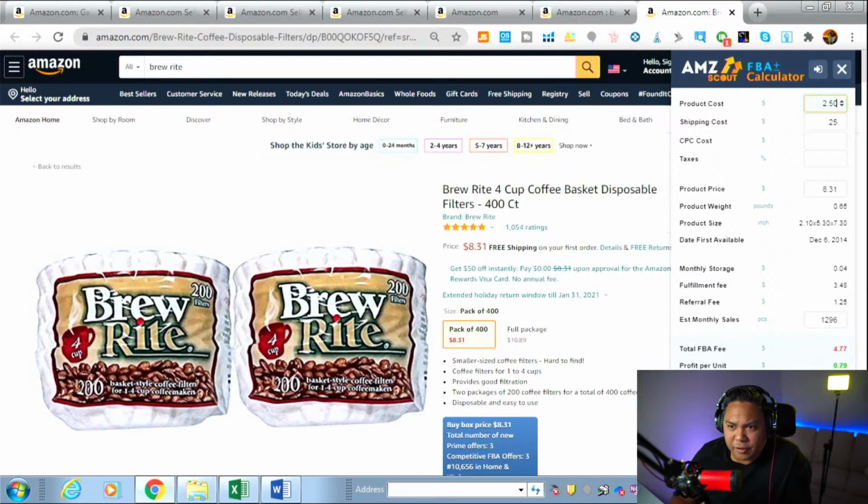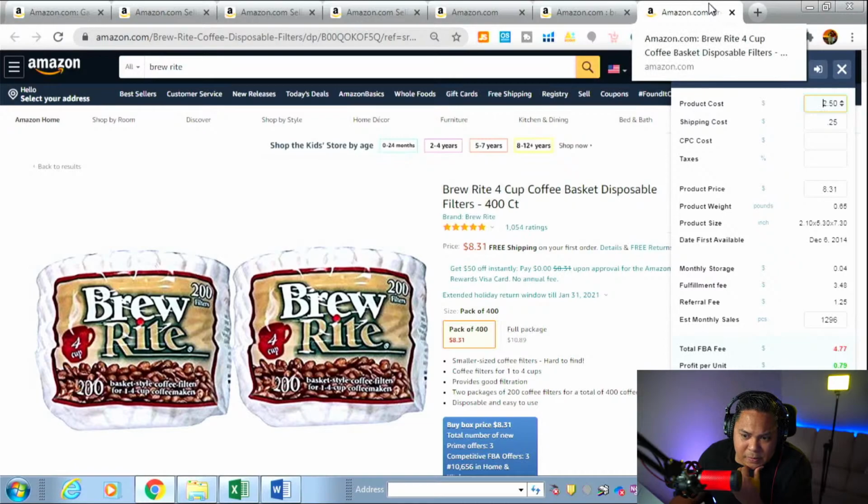Let's say 250. Nope. I'll just read it off to you guys. So right now, if we can get both of these at a combined price of $250, we can still get an ROI of 29% and be able to sell it for $831. Okay, knowing that, profit per unit, 79 cents.